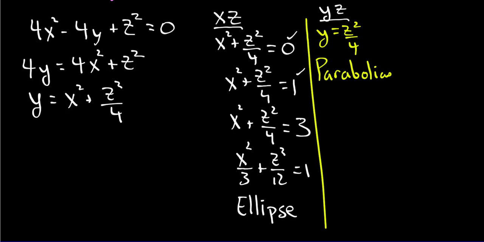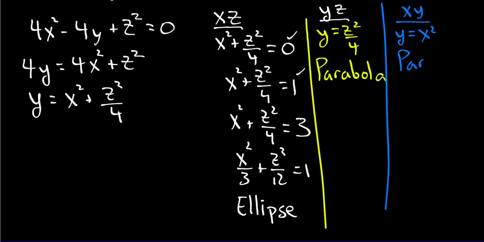Parabolas. I don't know what's up with my spelling here. Parabolas, parabola. Okay. And then we've got the YX or XY plane. Okay, the old familiar XY plane. And there we have y equals x squared. Well, that's a parabola. Yeah, there we go.